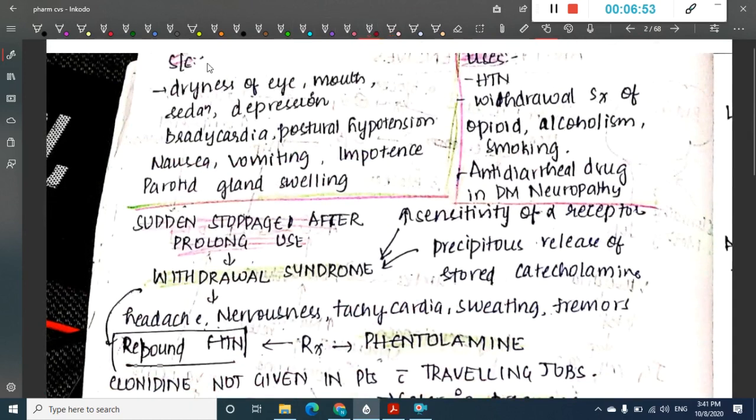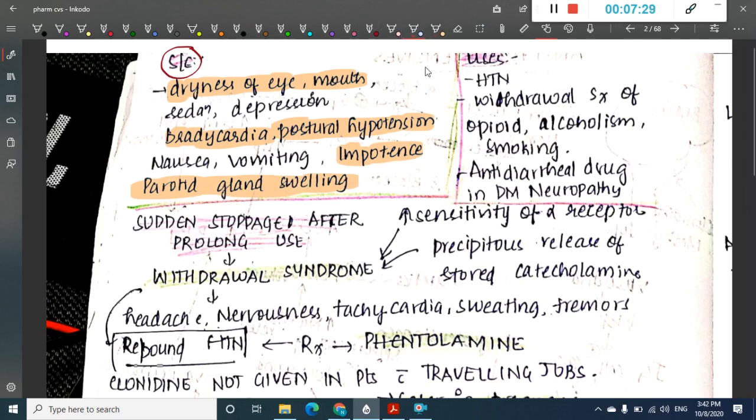Then what are the side effects? The side effects are very important. The side effects of clonidine include dryness of eyes and dryness of mouth. There is sedation, depression, bradycardia, and postural hypotension, obviously because of decreased BP and decreased heart rate. Prolongation of those effects causes bradycardia and postural hypotension. It also causes nausea and vomiting, impotence, and parotid gland swelling. So these are the common side effects which you see due to clonidine.